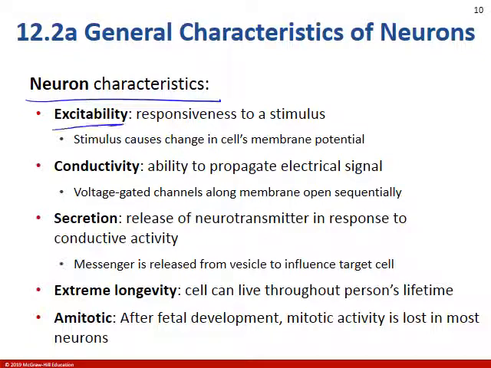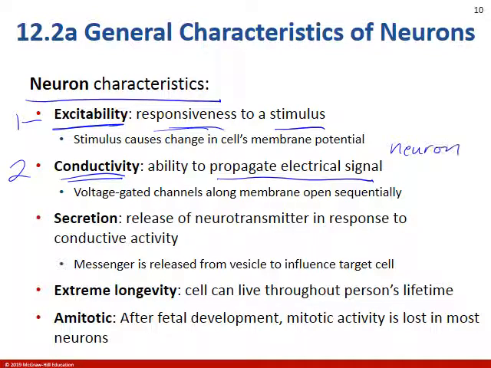Neuron characteristics. 1, they're excitable. This is the only way that we can get a message from our big toe all the way to our brain, right? We have a relay race of neurons that are responding to some sort of stimulus. 2, conductivity. We can propagate an electrical signal from neuron to neuron to neuron, right? This would be the neuron action potential that we've already seen when we talked about muscles.